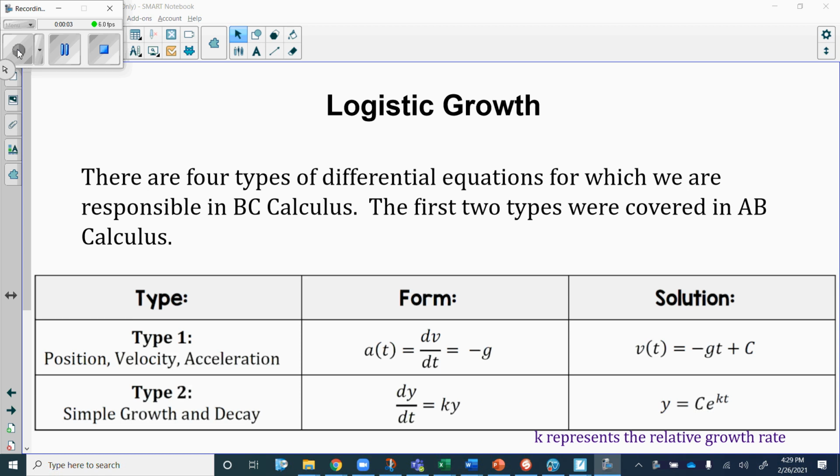Hello there, and welcome to my lesson on logistic growth. This is going to be a BC calculus topic. It's going to be something related to differential equations and slope fields.